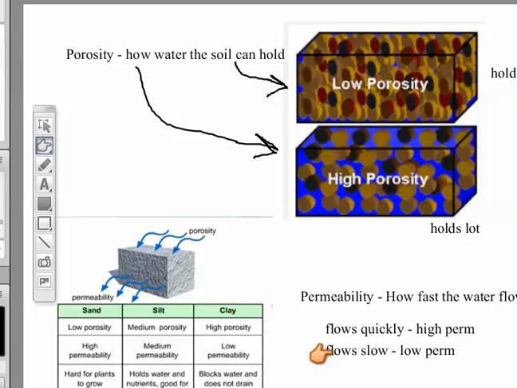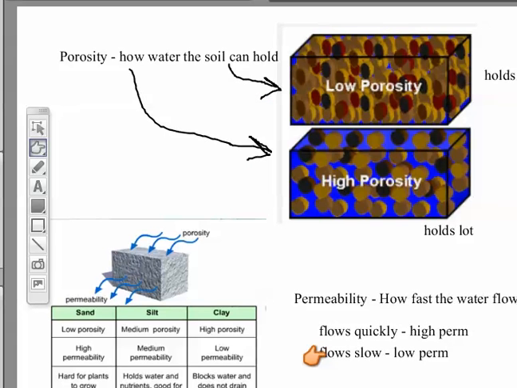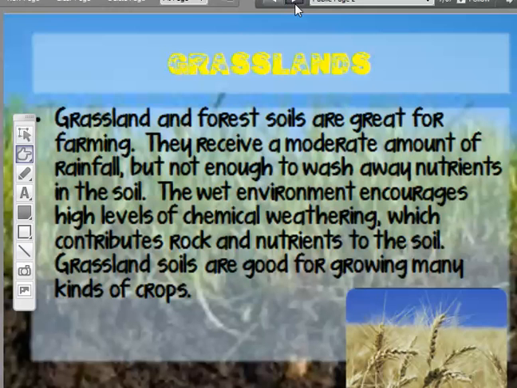You also want to make sure that you know what types of climates are good for soils and for vegetation. So grassland or forest soils are going to be great for growing crops because they get a moderate amount of rainfall. Not so much that it washes away the nutrients like in a tropical climate. A tropical climate gets a lot of water. It has less vegetation, but it has a very thin top layer of soil with nutrients. So crops wouldn't grow as good in a tropical climate as they do in the grasslands.